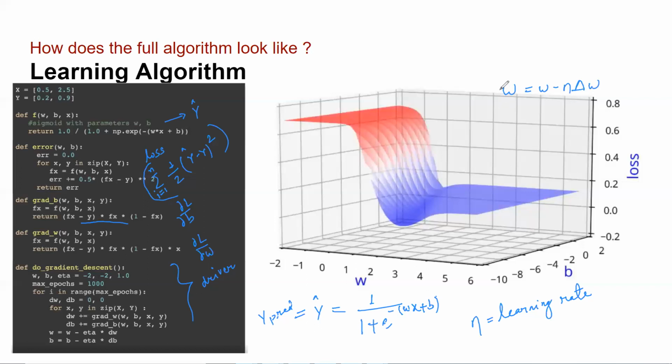from yesterday's lecture. As per the function, this is my dw, which is dL by dw. And what is my eta? I have defined eta as 1. So I will update w and b. And since I have defined a for loop that will go from 1 to 1,000, this w will keep on updating 1,000 times.